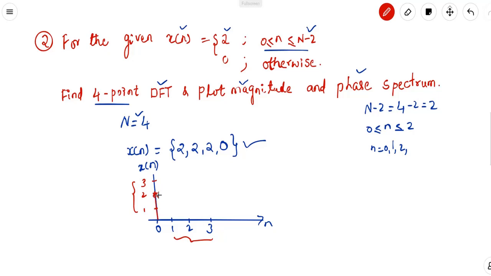So it is 2. At n is equal to 1, what is the amplitude? It is again 2. At n is equal to 2, what is the amplitude? It is nothing but 2. And at n is equal to 3, what is the amplitude? The amplitude is 0. Okay, so this is the signal x of n. This is how we are going to represent the signal x of n. Now we'll write the equation for the DFT.